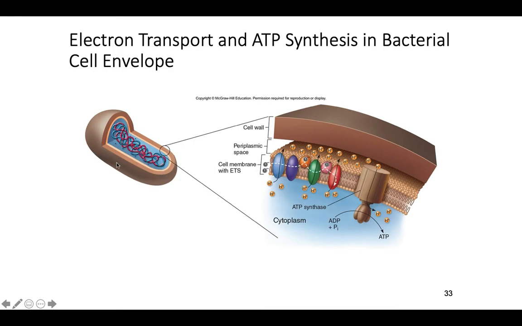Now, in your cells, human cells, this happens in the mitochondria. In bacteria, prokaryotes, this happens in their cell wall, in between their cell wall and their cell membrane, that periplasmic space, because they essentially are just a giant mitochondria.